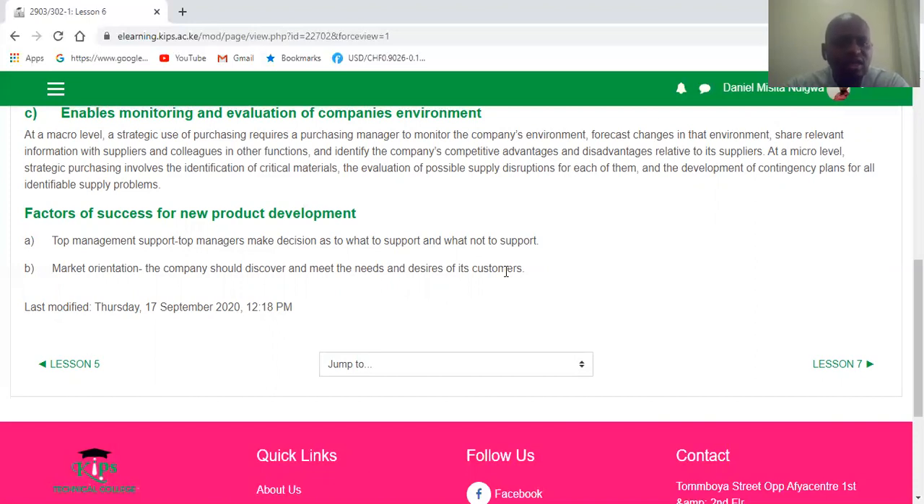The other important factor is the team spirit. So you must ensure you work as a team. And once you work as a team, then you are able to achieve more. The other important factor that you need to consider is the customer feedback, what the customer says concerning a product or service that you give them.